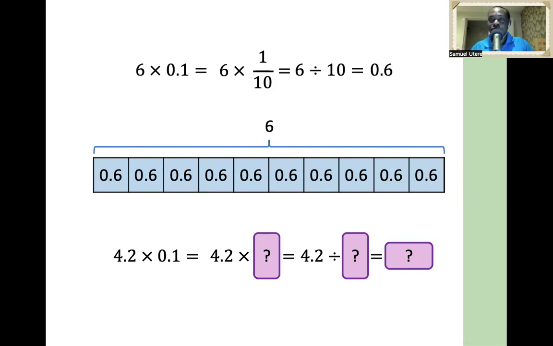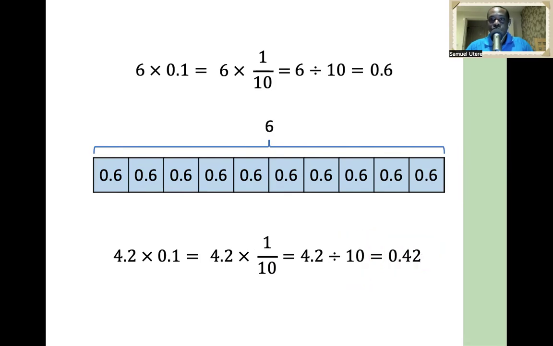So remember what we've learned so far. To multiply a number by 0.1 is the same thing as, or is equivalent to, dividing that number by 10. So to complete this statement, we can begin to fill things out. This is 4.2 times 1/10, and it's the same thing as dividing by 10, which is 0.42.